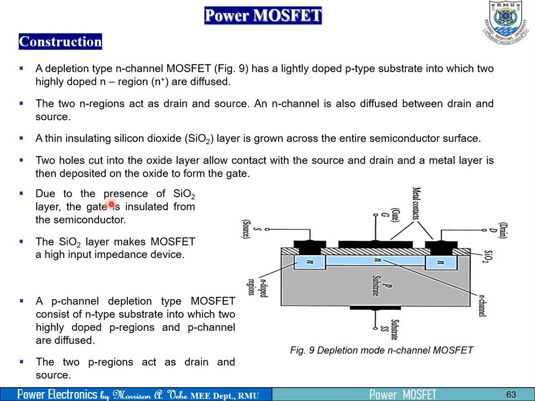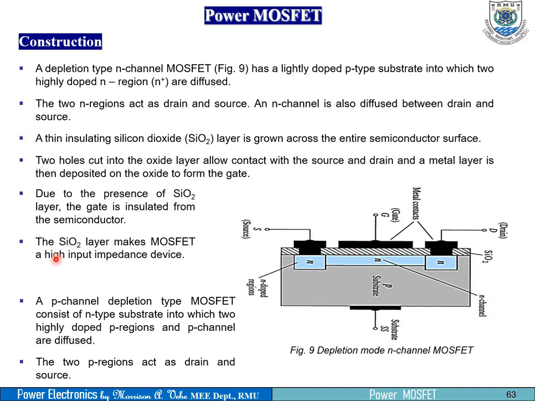Now, due to the presence of the oxide layer, the silicon dioxide layer, the gate is insulated from the semiconductor. So it's obvious that this is the silicon dioxide layer. You put this layer on the N channel, which you diffuse into the substrate, and then you put the metal plate on the layer. So obviously the layer now serves as an insulation between the substrate with the N diffused into it and the gate. So that is what is happening.